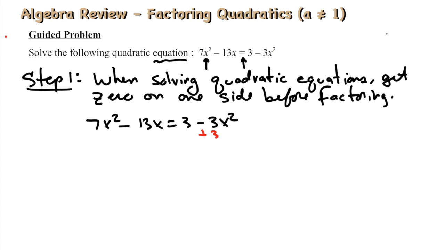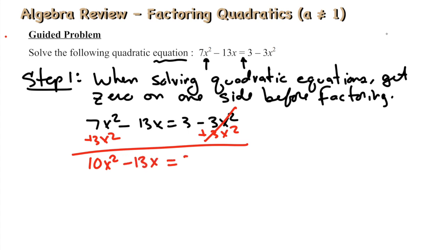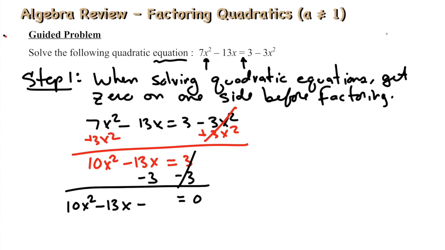So we're going to add 3x squared to both sides. We see that negative 3x squared and positive 3x squared cancel, 7x squared plus 3x squared is 10x squared. We bring down our minus 13x equals 3. Now we want to subtract 3 from both sides. The 3's cancel. That's going to give us a 0. And since 3 is not a like term with anything, we're going to write 10x squared minus 13x minus 3 equals 0. And we have our quadratic trinomial that we're going to factor and set each factor equal to 0.